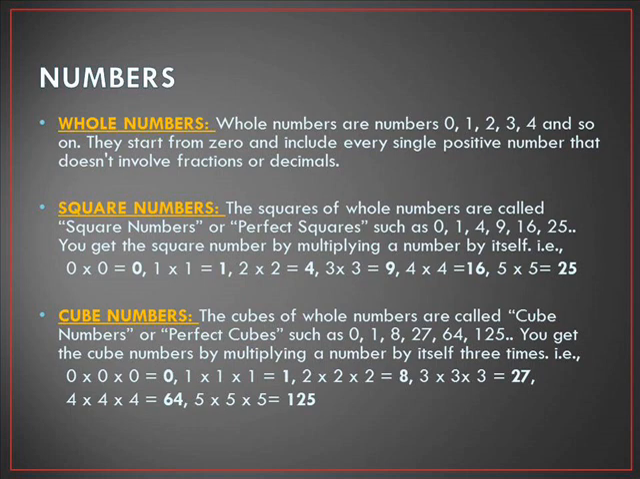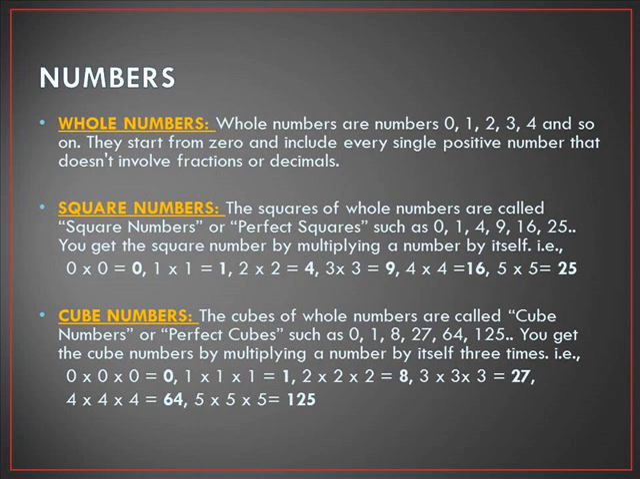First of all, I am going to tell you about numbers. Whole numbers are the numbers 0, 1, 2, 3, 4 and so on. They start from 0 and include every single positive number that doesn't involve fractions or decimals.